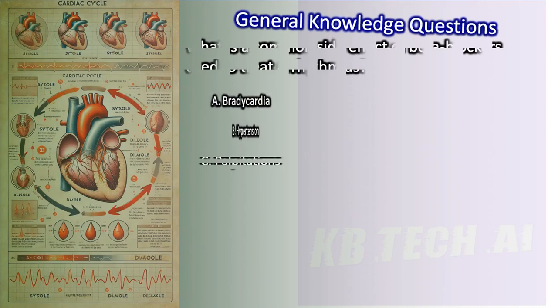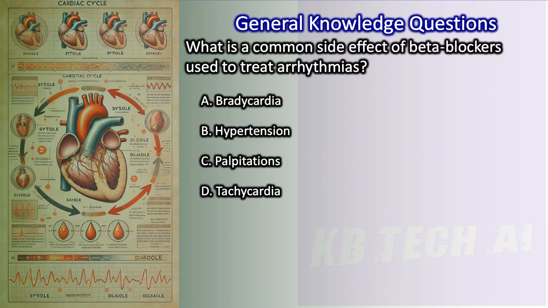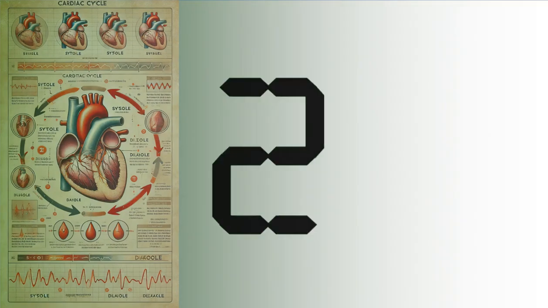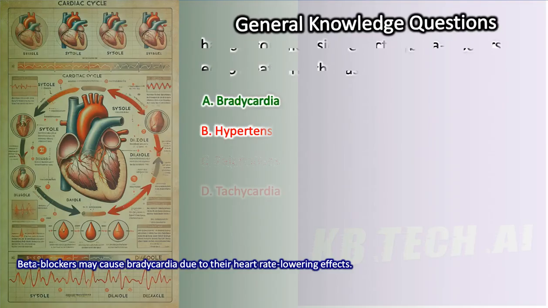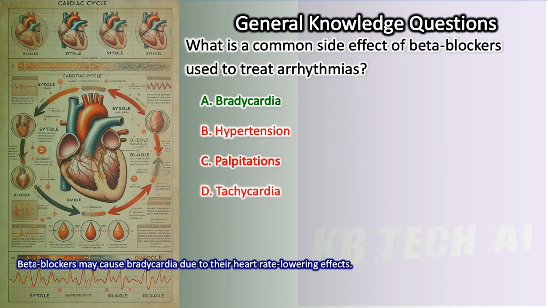Amiodarone. Which is a common side effect of beta blockers used to treat arrhythmias? Option 1. Bradycardia. Option 2. Hypertension. Option 3. Palpitations. Option 4. Tachycardia. The answer is option 1.